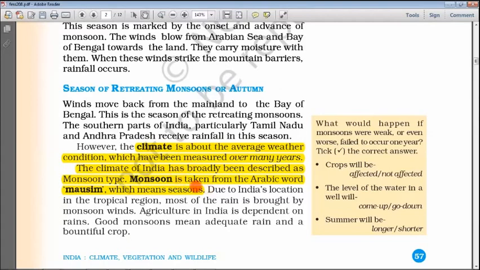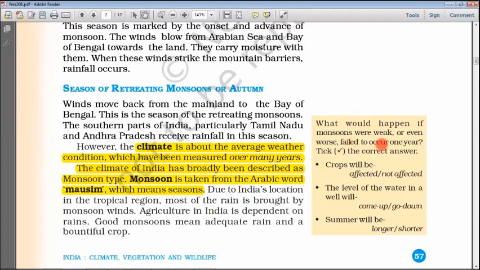So the climate of India has broadly been described as monsoon type. Monsoon is a word taken from the Arabic word mausim. Mausim implies a season, so it's seasonal. India's location in the tropical region means most of the rain is brought by these monsoon winds. Agriculture in India is dependent on rains. So good monsoons mean adequate rain and a bountiful crop.